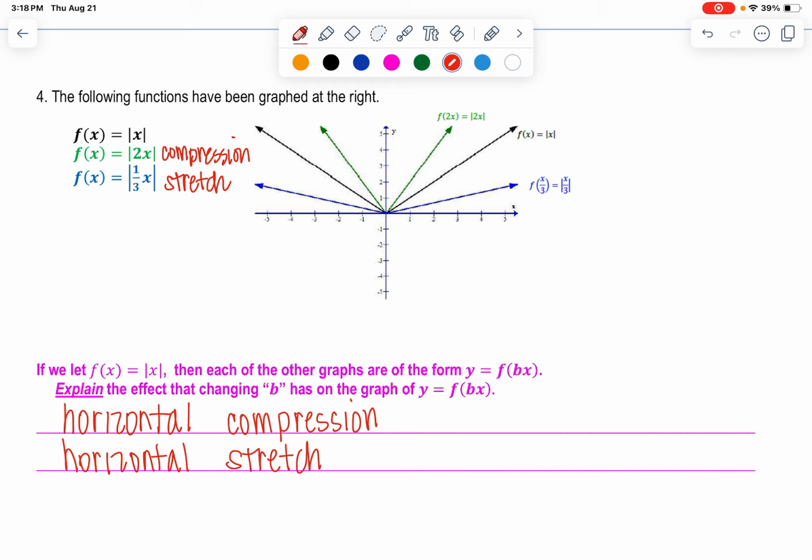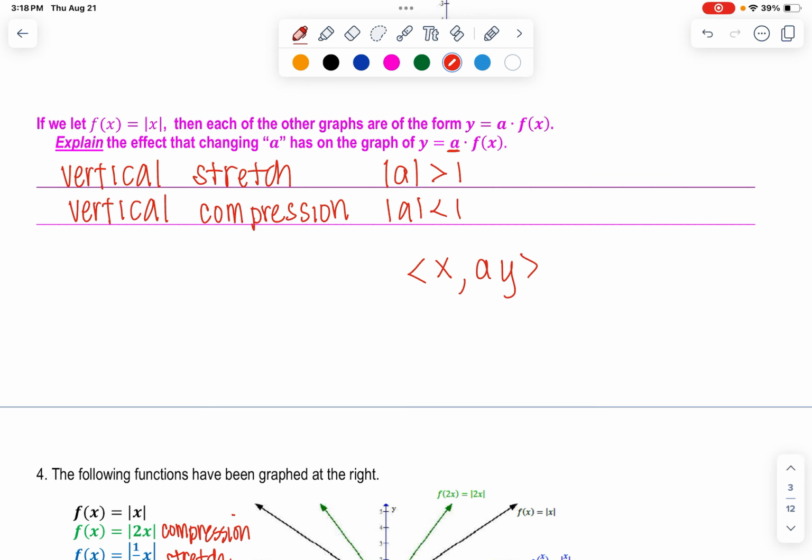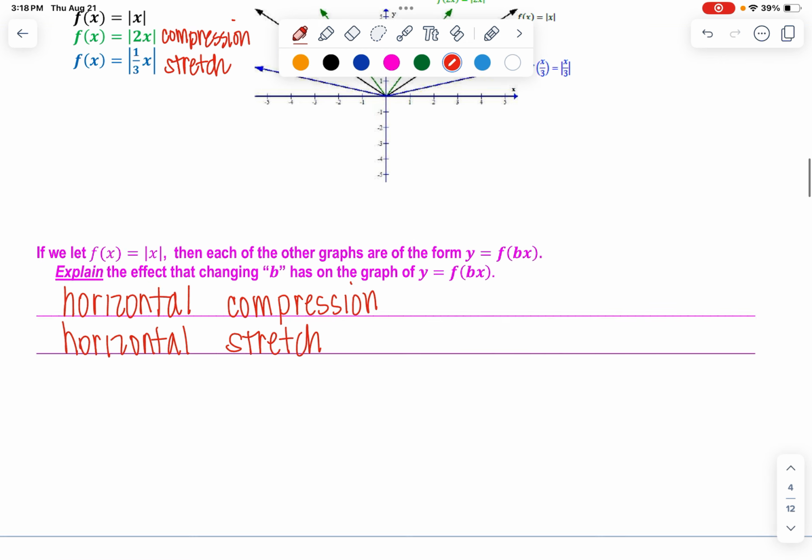Okay. And how do we know with those numbers then, just looking at the numbers, which one's which? This is actually the opposite of what we had here. If A was greater than 1, it was a stretch. Here, if A is greater than 1, it's a compression. And once again, absolute value, the negative does not have to do with the stretching and compressing. If A is less than 1, absolute value that is, then it's a stretch.